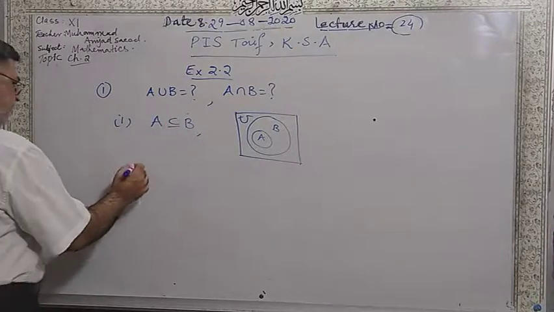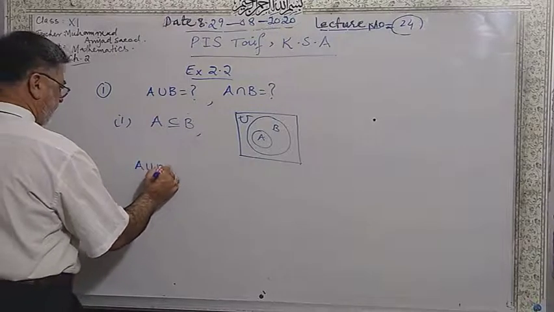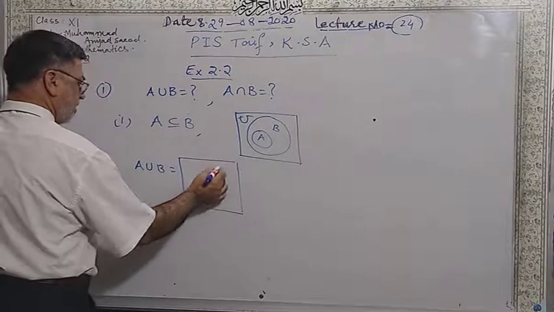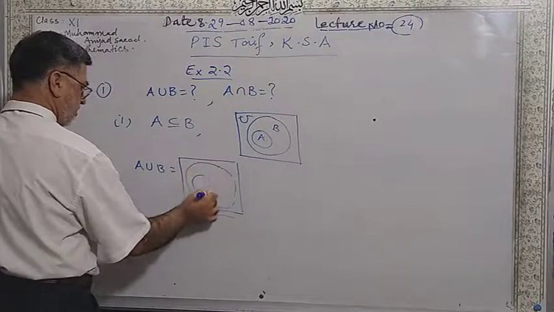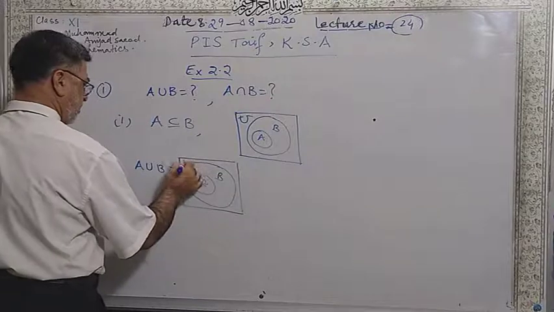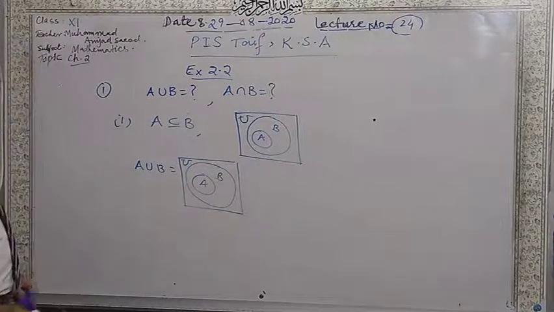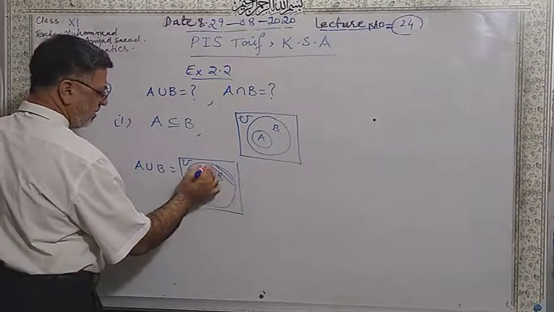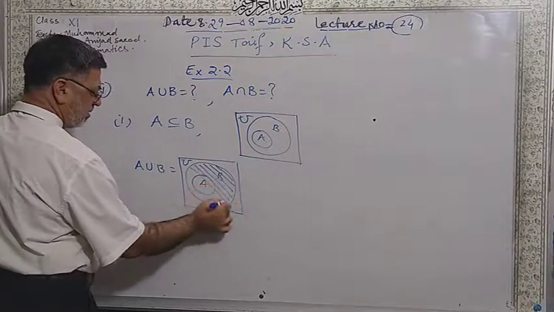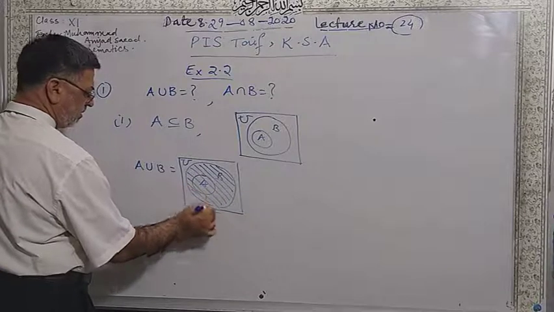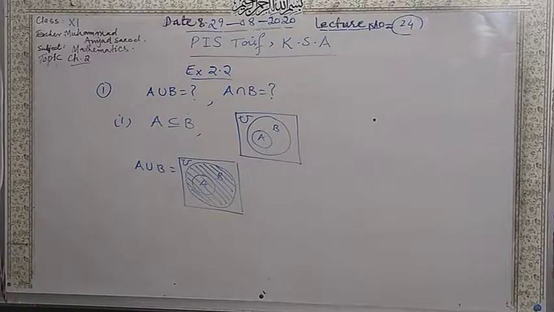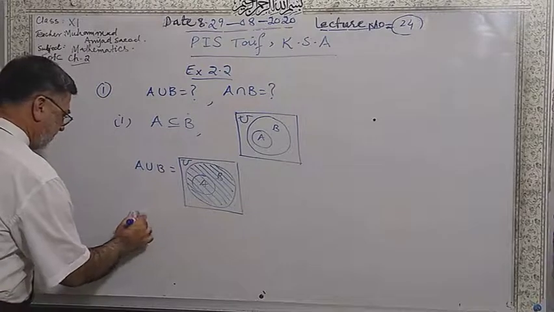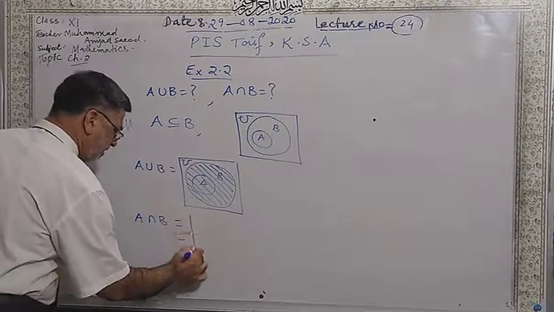Now we will have A union B. This is the universal set. Union means to combine. In case of combination, you will shade all of this. This is A union B. Combine both the sets.